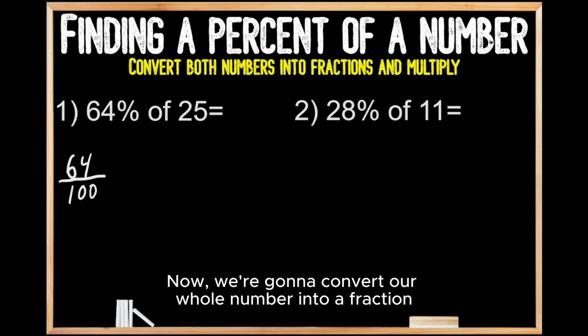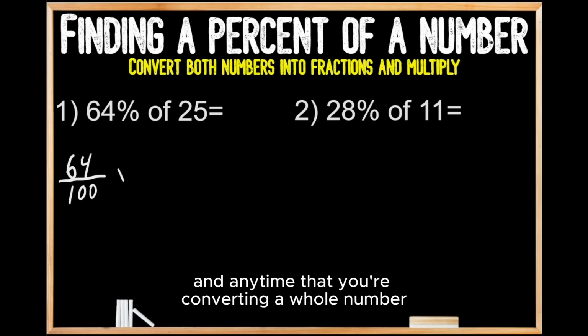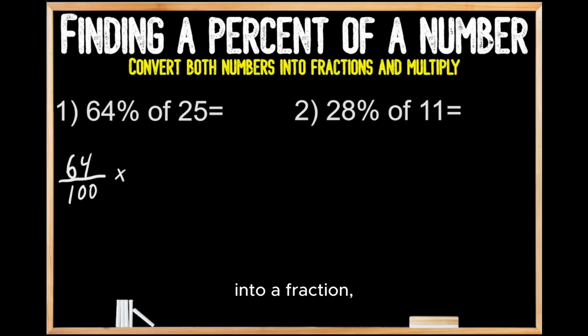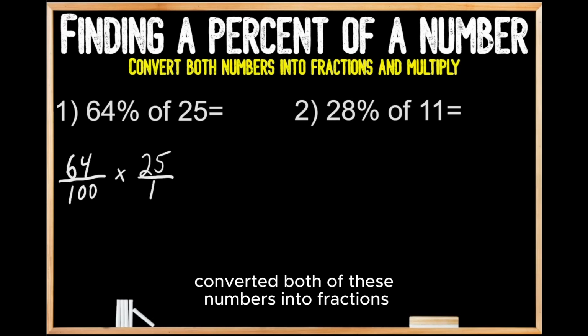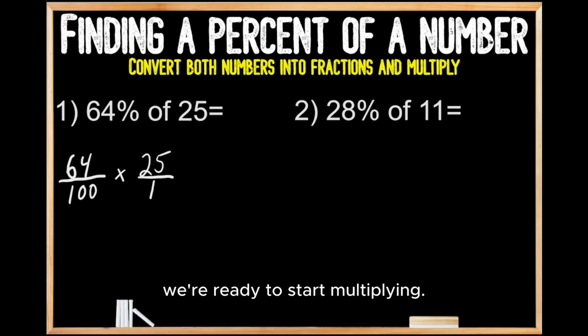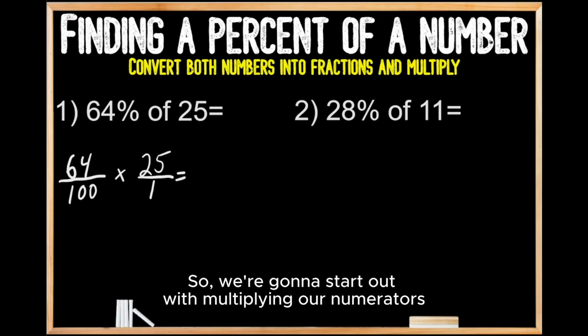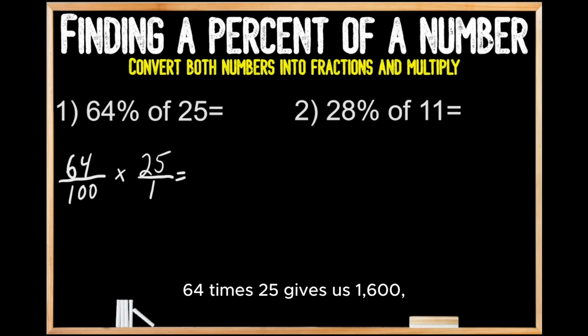Now we're going to convert our whole number into a fraction. And anytime that you're converting a whole number into a fraction, you're going to write a fraction where the value of the numerator is the value of the whole number, and then it's written over top of a denominator of 1. So now that we've converted both of these numbers into fractions, we're ready to start multiplying. So we're going to start out with multiplying our numerators. 64 times 25 gives us 1,600, and then for the denominator, 100 times 1 gives us 100.